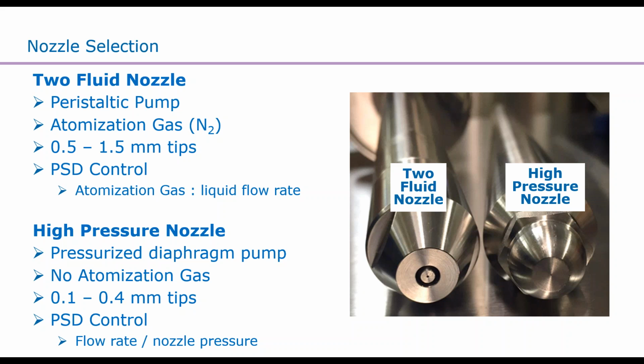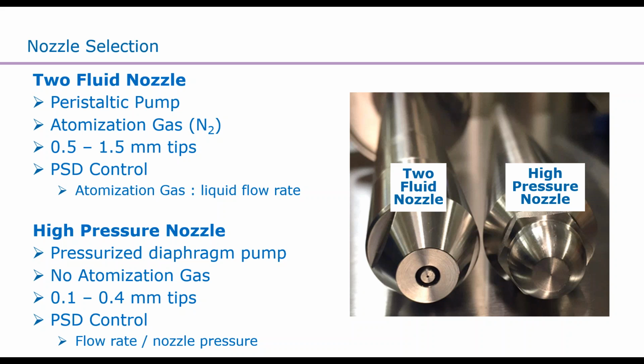The scale-up example we just looked at assumes the use of a two-fluid nozzle, which are often used on lab-scale spray dryers. However, larger spray dryers generally use high-pressure nozzle systems, and these differ in a number of key areas. So two-fluid nozzle systems use a standard peristaltic pump for the feed solution and use nitrogen gas to break up and atomize the liquid stream.